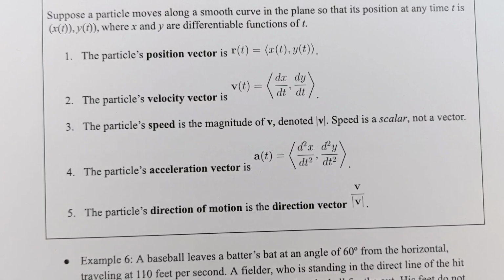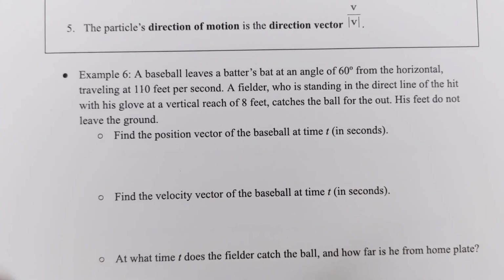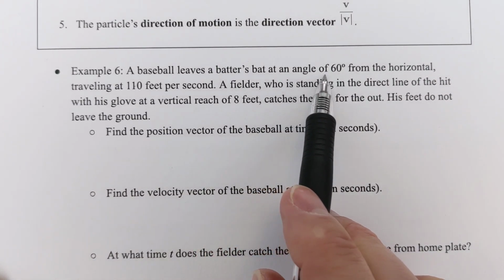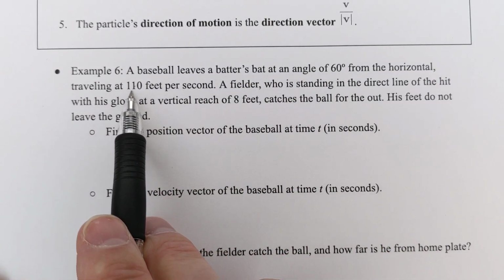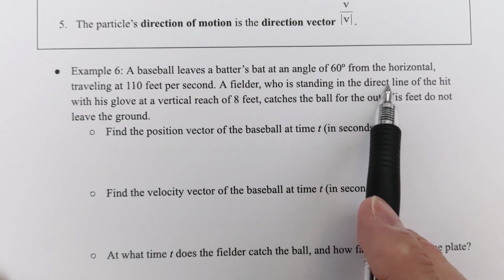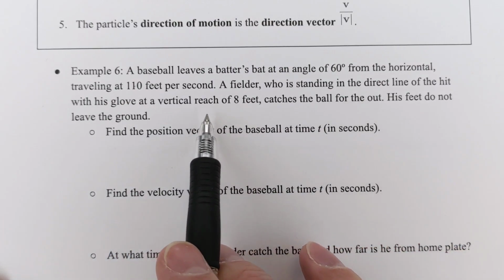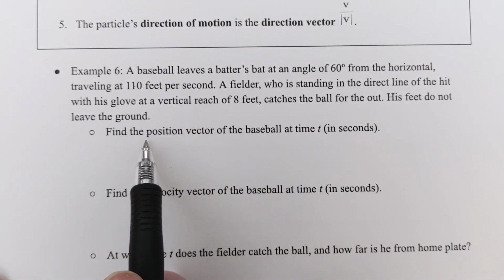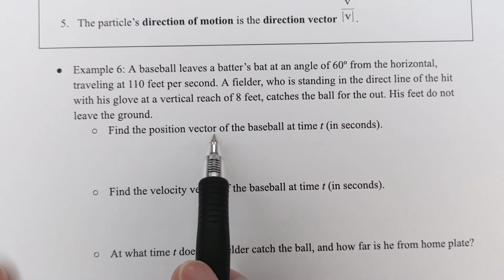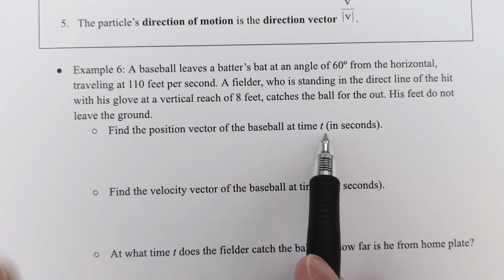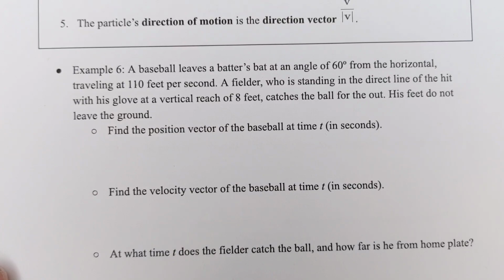Okay. So, example 6: a baseball leaves a batter's bat at an angle of 60 degrees from the horizontal, traveling 110 feet per second. The fielder, who is standing in the direct line of the hit with his glove at a vertical reach of 8 feet, catches the ball for the out. His feet do not leave the ground. Find the position vector of the baseball at time t in seconds.